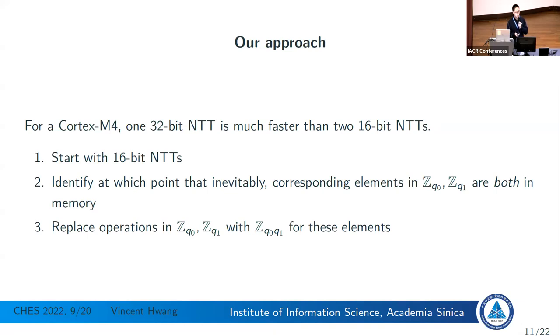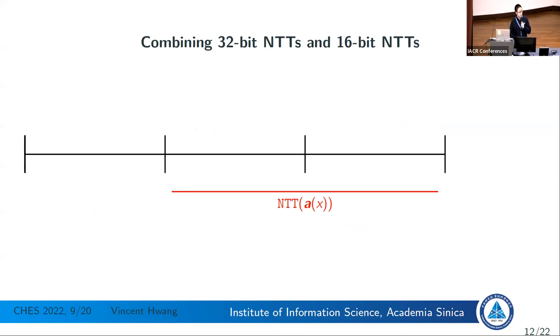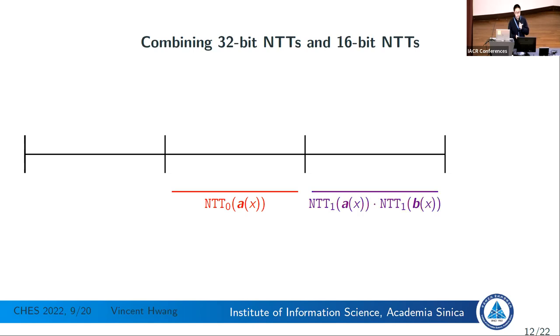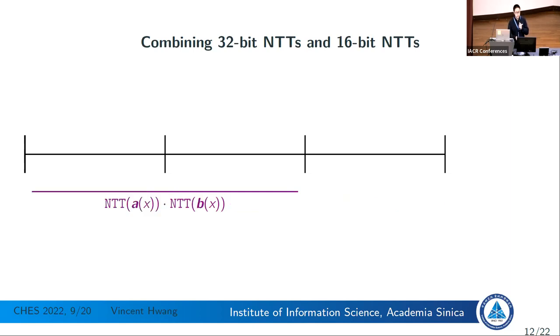elements in the two coefficient rings are both stored in memory. We then replace the follow-up computation with the corresponding operation over the large coefficient ring. And here is a quick illustration. So start with 32-bit NTTs, convert the results into 16-bit NTTs, followed by the corresponding operation with 16-bit arithmetic. And then we solve for CRT immediately instead of applying 16-bit inverses of NTTs. And finally, we apply 32-bit inverses of NTTs.